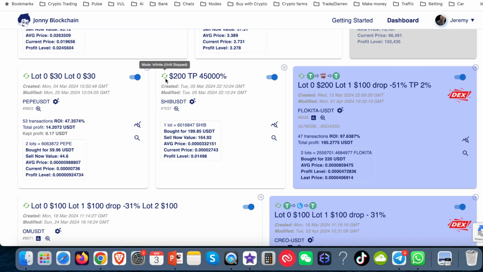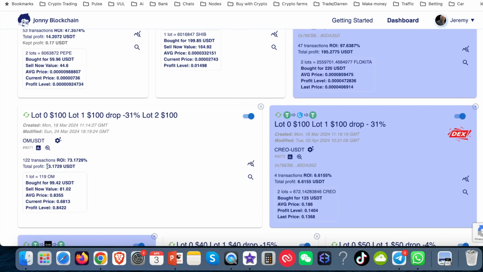Now, I've only got this on 1 lot, but I've set the profit at 45,000%. I know that's crazy, but I don't want it to sell early because I think SHIB over the next few months is going to go up. And then if it does reach 45,000% ROI, I'll make a nice profit, won't I? But if it doesn't and it goes up by 200% ROI, I can come in and change the settings when I want. I've made $73 on here.